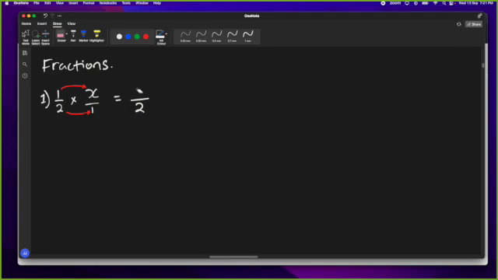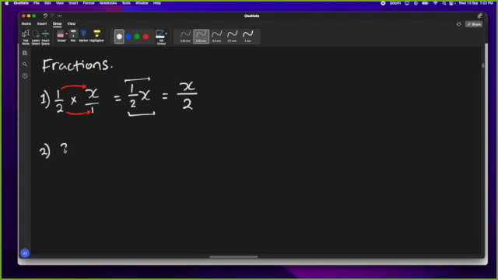But I could also write this, a half multiplied by x. I could also write it as this, a half x. Because a half x means a half multiplied by x. So I could write it like this, a half x. But I need to know that a half x is the same thing as x on 2. But look at this one.